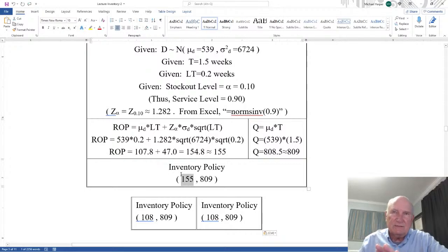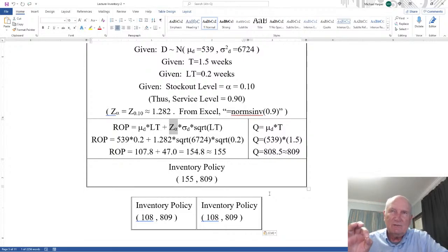I want to emphasize this, and this is a takeaway. Well, it's a function of your ROP. Your safety stock is a function of your alpha, your Z of alpha, your sigma, and your lead time. Okay, so as the lead time increases, your ROP increases. As the variability of your demand increases, your lead time increases, your ROP increases. And as Z of alpha increases, your ROP increases. But wait a minute.